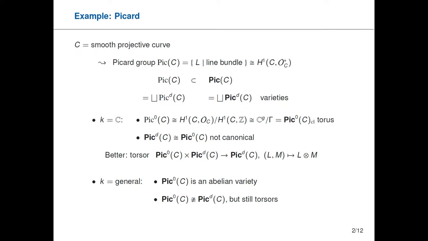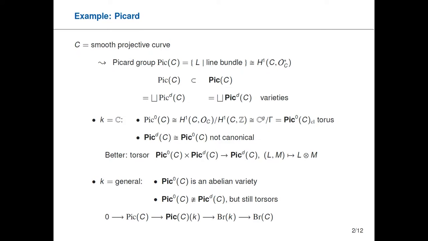For a general field, the situation is a little bit more complicated. We still have the zero component, which is an abelian variety. In particular, there's an origin, so there's really a rational point on this. And the other components are still torsors for Pic^0, but they are usually not isomorphic to it, simply because this is an abelian variety, so this always has a k-rational point, and this might not have any point at all.